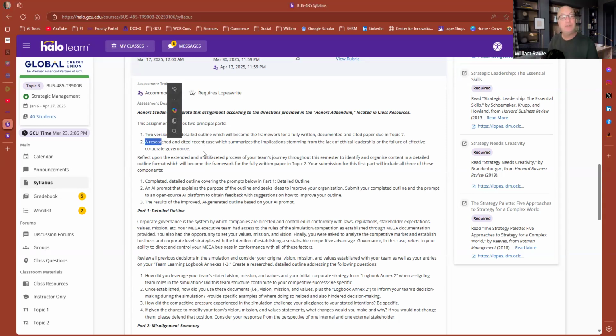You need a researched and cited recent case which summarizes the implications stemming from the lack of ethical leadership or the failure of effective corporate governance. This is just a single paragraph, no more than 10 sentences. I'm recommending 5 to 7 sentences.